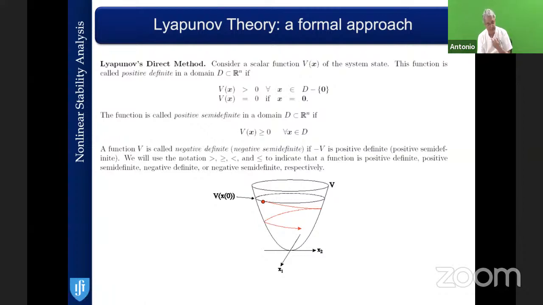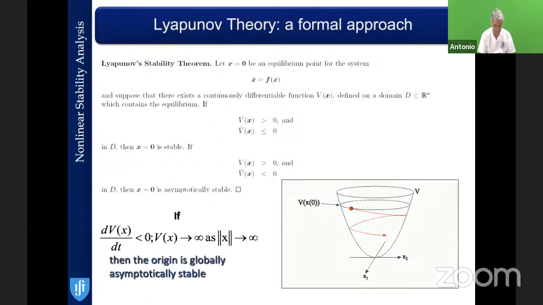You have another important word, which is positive semi-definite. That's when instead of being greater than 0, it is greater than or equal to 0. So this is also some nomenclature that people use. And then, of course, you may have negative definite or negative semi-definite if minus V is positive definite or positive semi-definite, okay? So that's it.